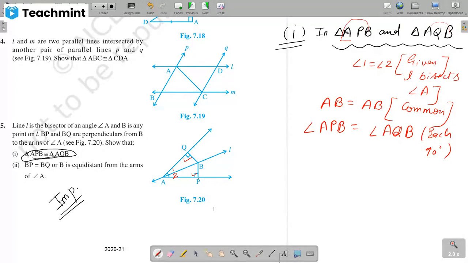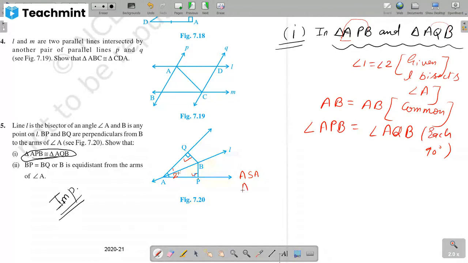Which side and which angle are we taking? We have taken this angle and this angle. This side we have not taken, so we cannot use angle side angle. We have not taken this angle, these two, and this side. So what can we do now?